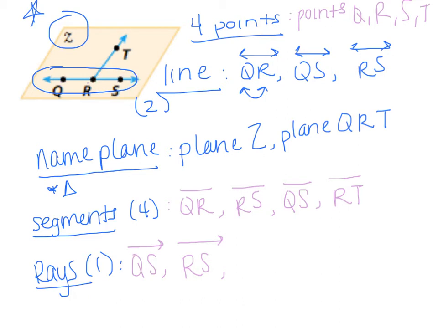So let's do another one. We could also pick from R going through Q. So we could have ray RQ. See if you can find the last 2 on your own. Okay, the last ones that you should have found are ray RT and ray SQ. Because again, we're always looking at where it starts.